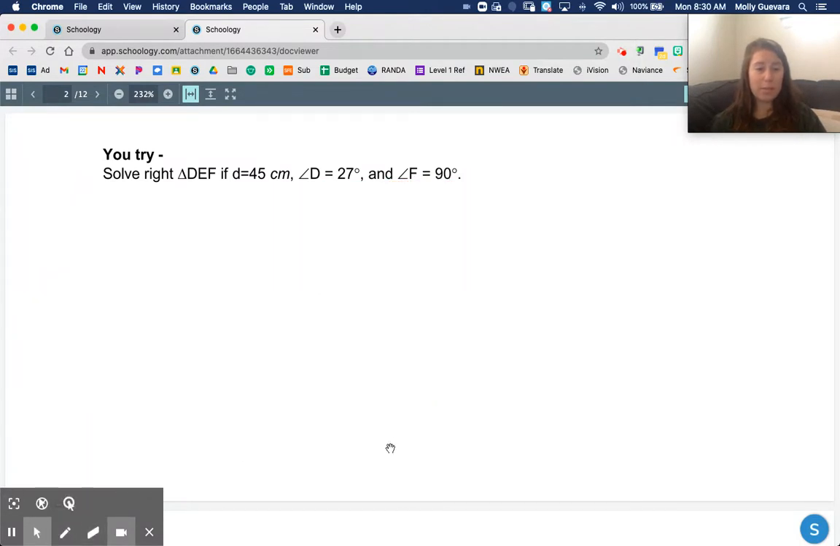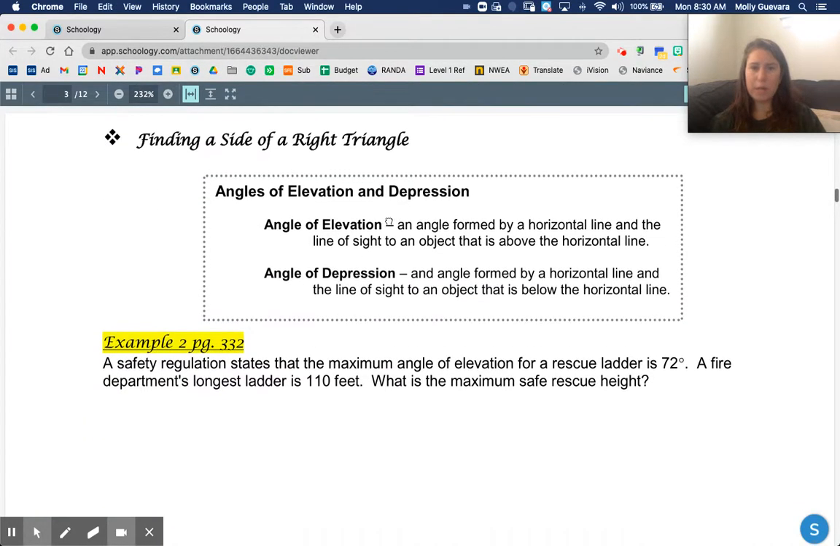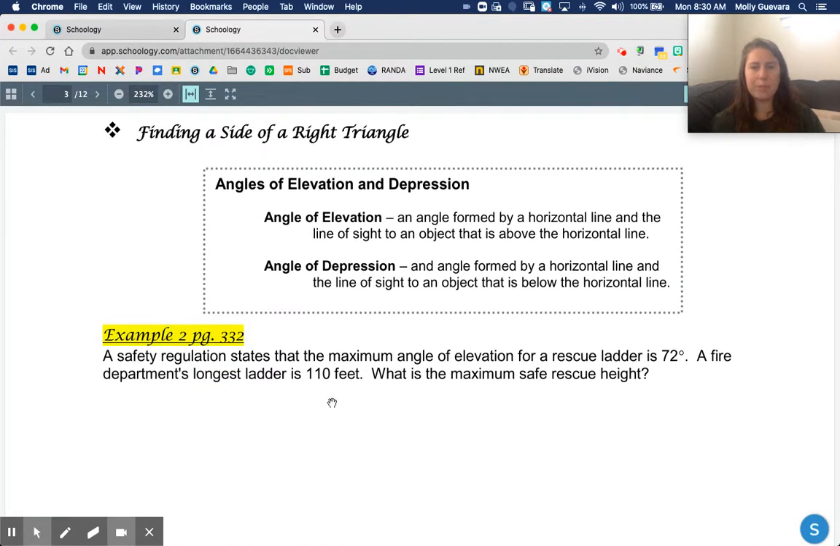Let's move on. We're going to talk about angle of elevation and depression, which we have talked about before, but just as a reminder, angle of elevation is always your angle that's going up from the horizontal. Okay, you always have to have a horizontal line. So if this is my horizontal line, then the angle of elevation will be coming up from my horizontal line. And then angle of depression would be coming down from my horizontal line. Angle of elevation goes up, angle of depression goes down.